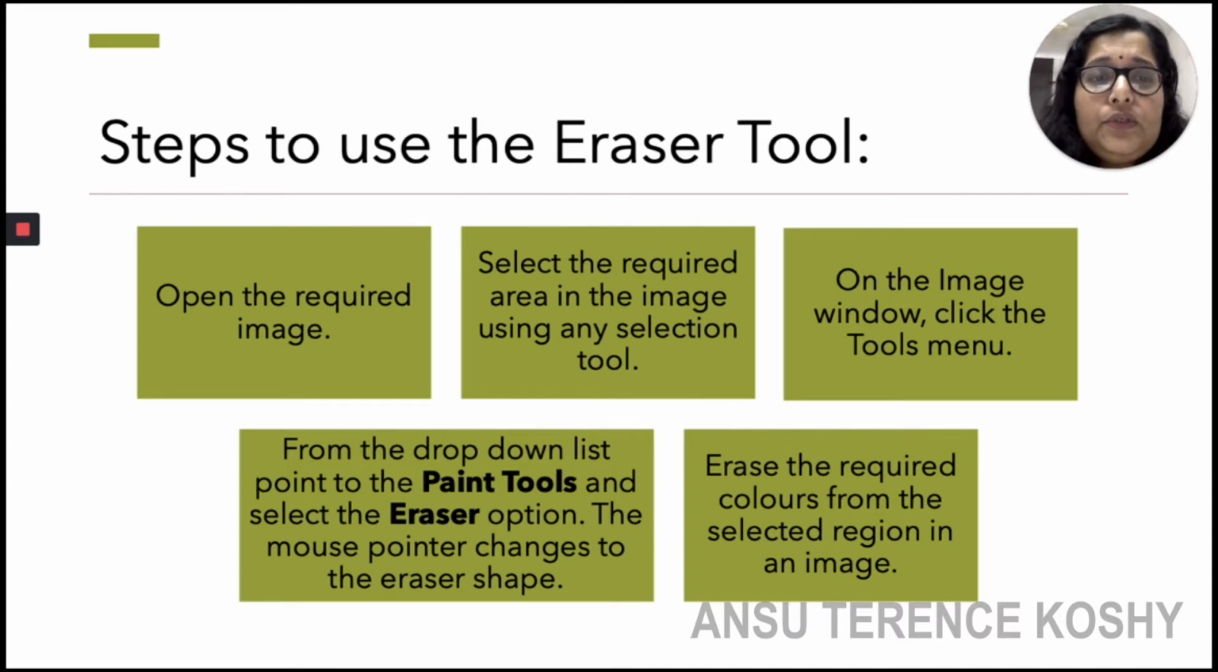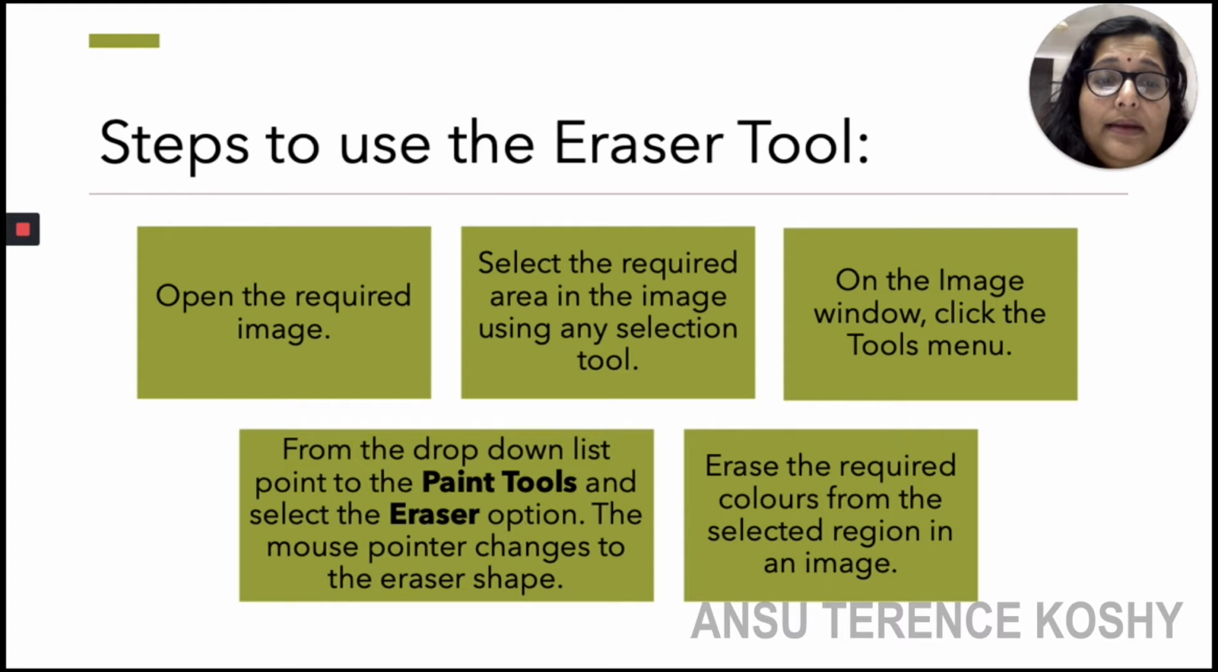On the image window, click the Tools menu. You need to click on the Tools menu in the image window or the middle window. From the drop-down list, point to the Paint tools and select the Eraser option. You need to point to the Paint tools. From the Paint tools, you have to look for the Eraser option. And when you click on the Eraser option, your mouse pointer changes into the shape of the eraser.